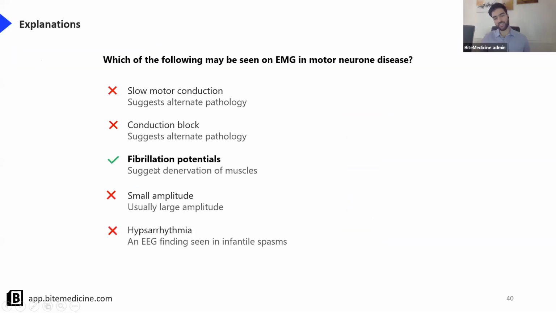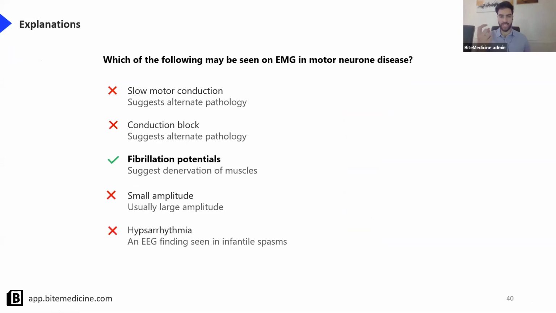So fibrillation potentials are things that you see on EMG and they suggest the muscle has been denervated, okay? They suggest denervation of the muscle. An EMG measures a muscle response to a stimulus. Fibrillation potentials are spontaneous potentials where the muscle fires.